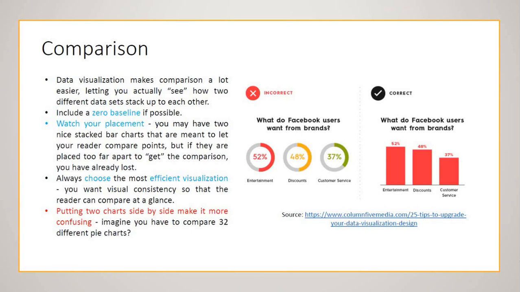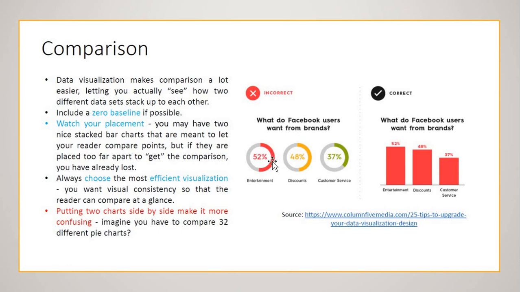Comparison. So, this one, data visualization makes comparison a lot easier. Bila you nak compare, let's look at these two. Okay. Yang mana lebih mudah untuk kita nampak comparison? What do Facebook users want from brands? Okay. Yang ni entertainment, discount, customer service. Okay. Benda yang sama tetapi yang ni orang lebih mudah nampak sebab kita letak dalam bentuk bar chart and we put it in order. Okay. Descending order. So, orang boleh nampak, okay, entertainment, discount, customer service.